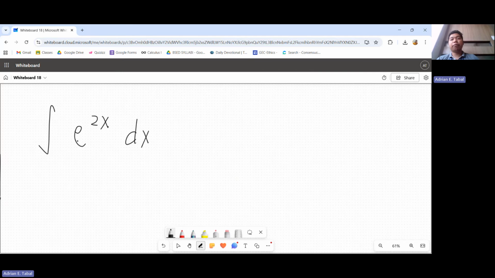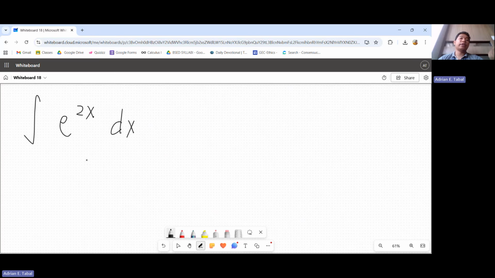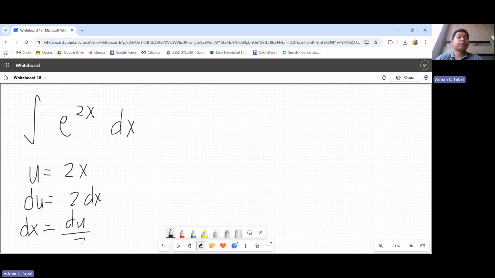We don't have any problem with e. Our problem is the exponent, which is 2x. So our u is equal to 2x. And we find the derivative of u, which is du equals 2 dx. Find dx. dx is equal to du over 2.